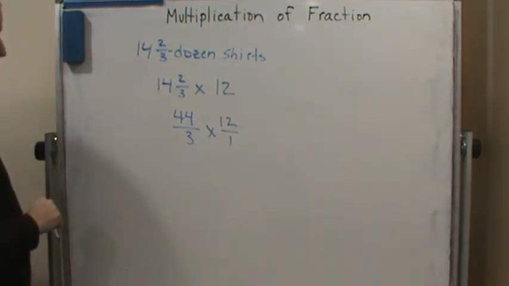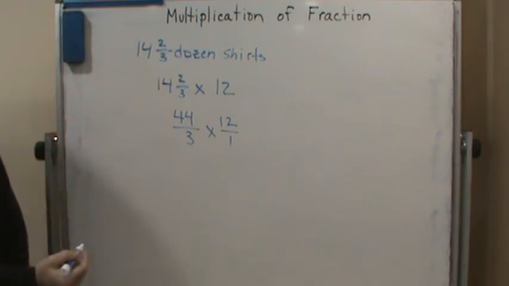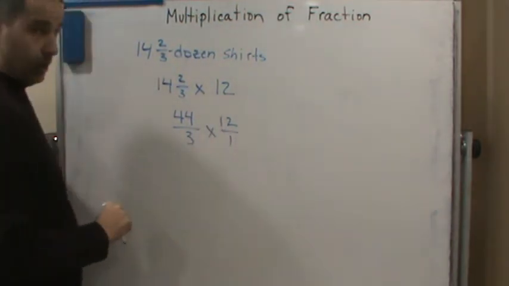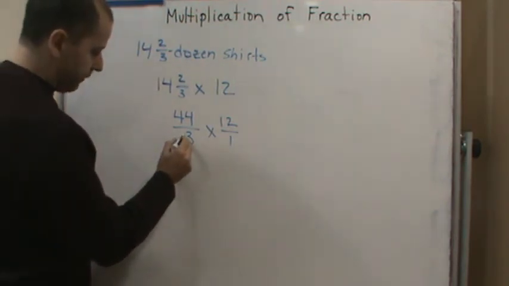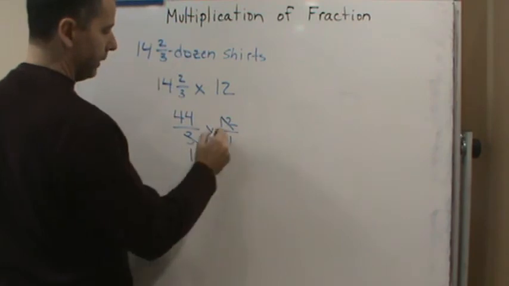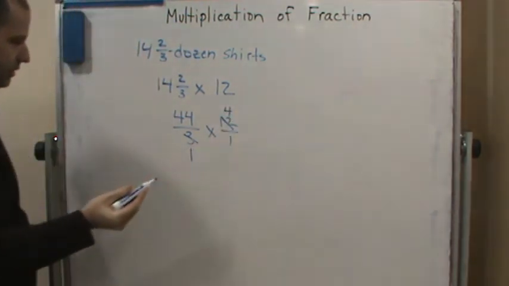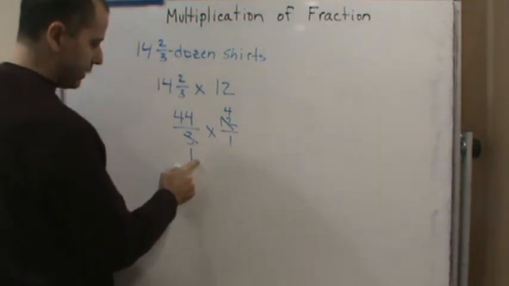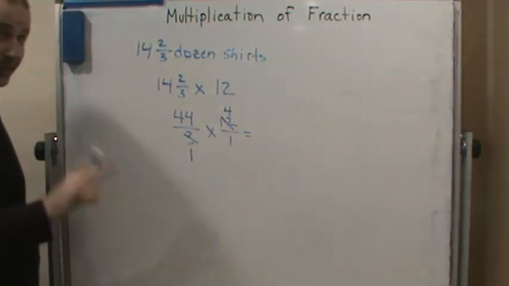Okay, now look for cancellations. The 3 and the 12 are both divisible by 3. So if I divide the 3 by 3, I get 1. If I divide the 12 by 3, I get 4, and that's it. There's nothing else I can cancel. Now look at that, I get 1s on the bottom. So now I'm going to get a whole number, right?